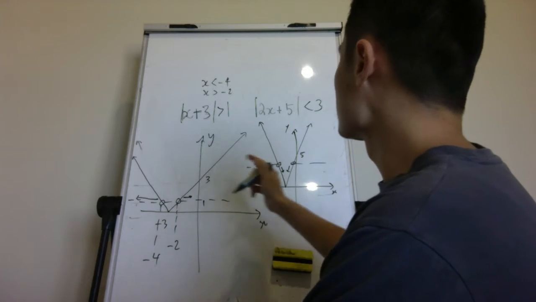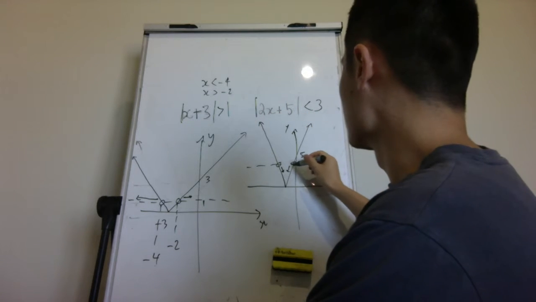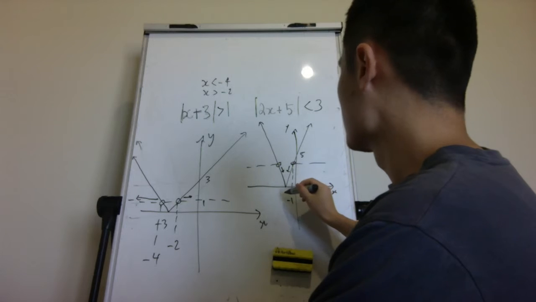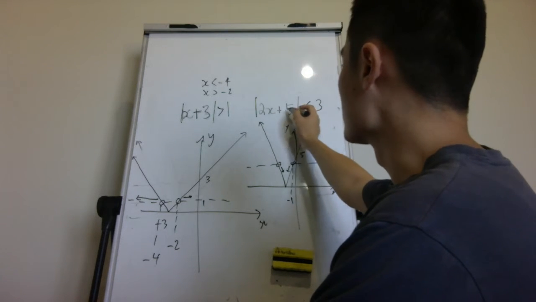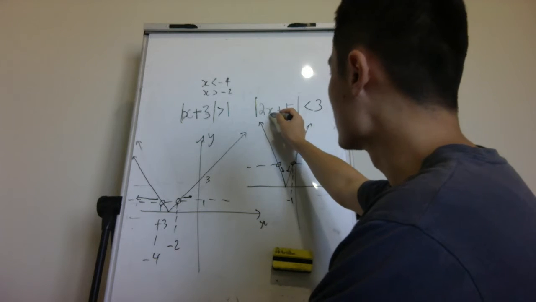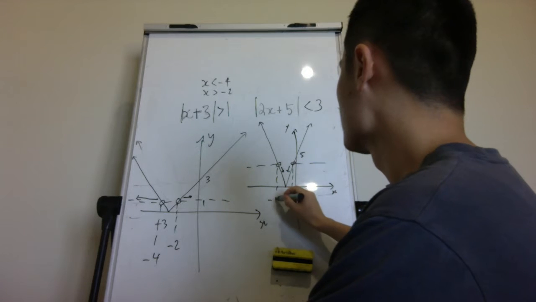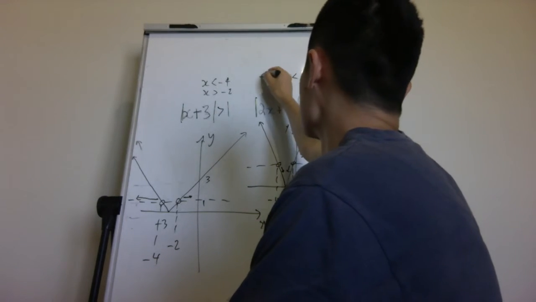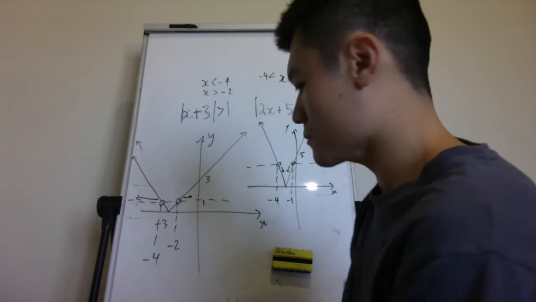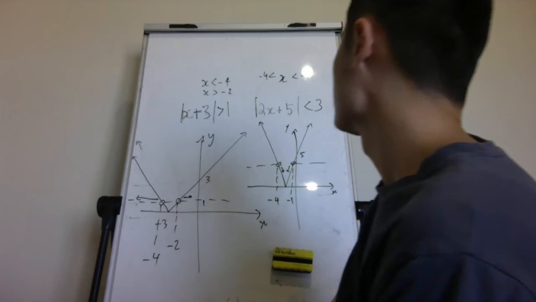For this to be 3, x would be minus 1. Okay, so this would be minus 1. For this to be minus 3, x would be minus 4. Okay, minus 8 plus 5 is minus 3. Now, but this is between minus 1 and minus 4. Okay, and then we're trying to see what parts of these two overlap.